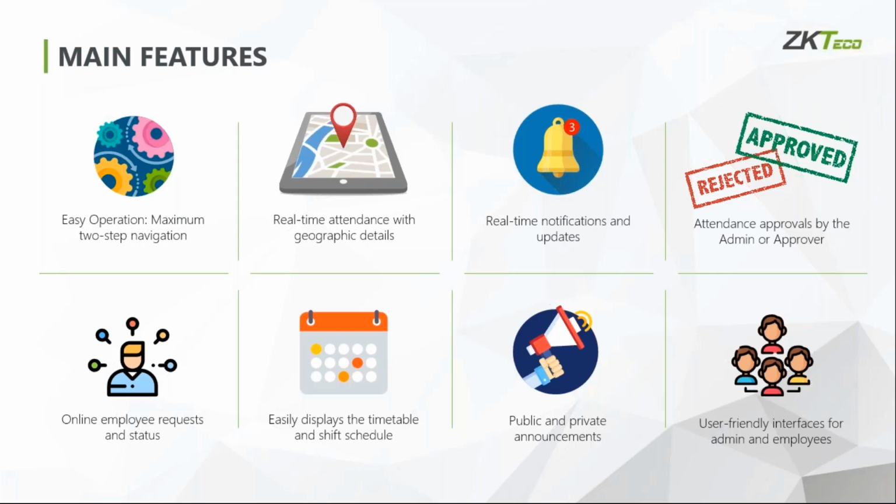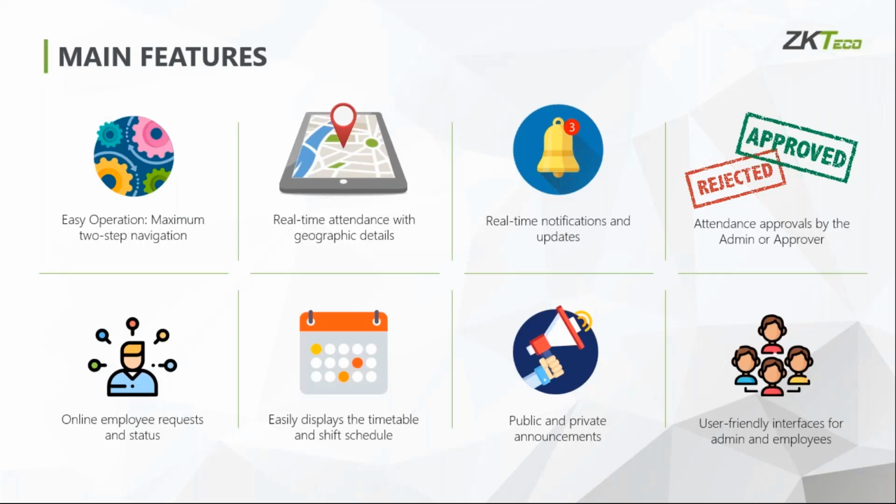All the operations you can handle in two-step navigation, and it has real-time attendance with the geographic details. That means all the punches will be marked with the location, so it will reduce manual error or manipulation. And real-time notifications: as you know, all mobile applications have notifications, like if a new message or new alerts came. In a similar way, this attendance application also has real-time notifications.